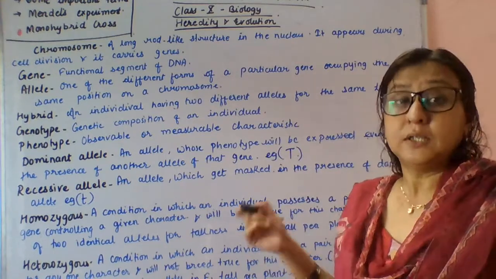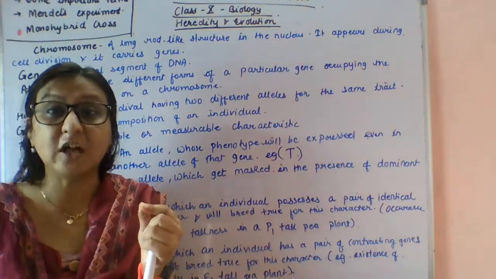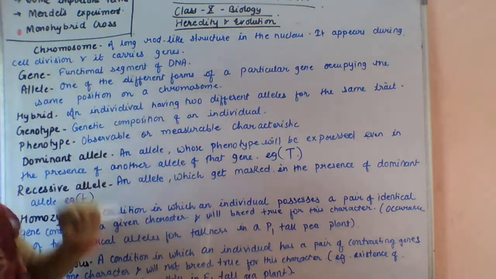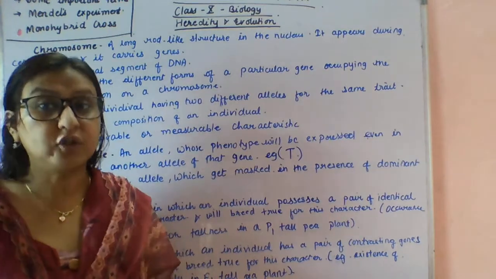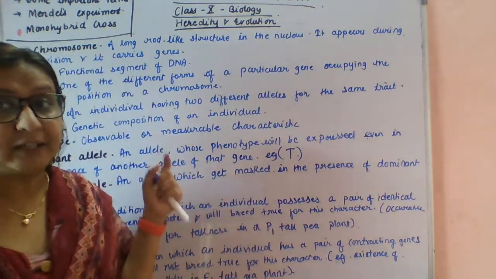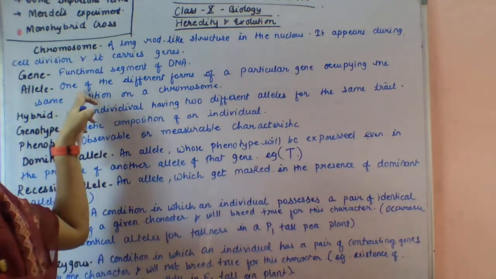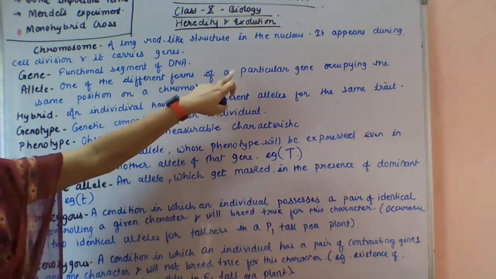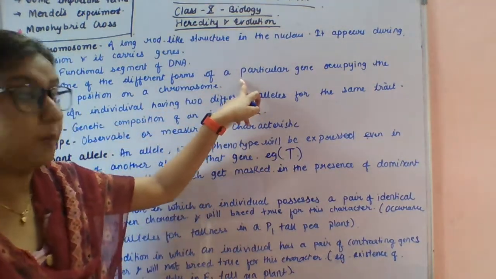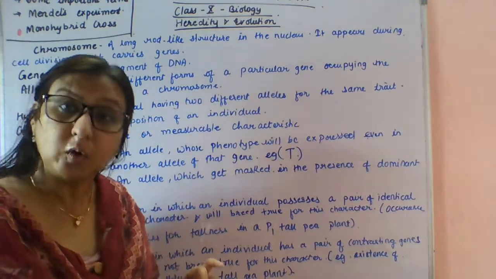So first, the word chromosome. All of you know what a chromosome is. Chromosomes are rod-like structures in the nucleus. They appear during cell division and they carry genes. So what are genes? Genes are the functional segments of DNA. Next, allele. Allele means one of the different forms of a particular gene, which occupies the same position on a chromosome.